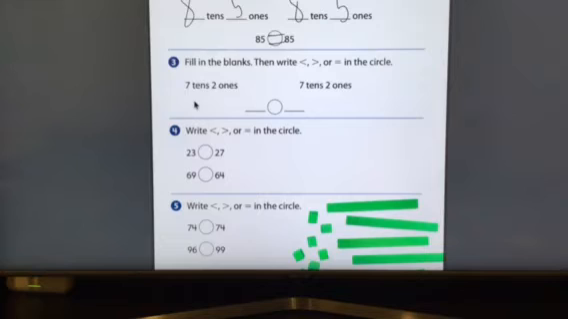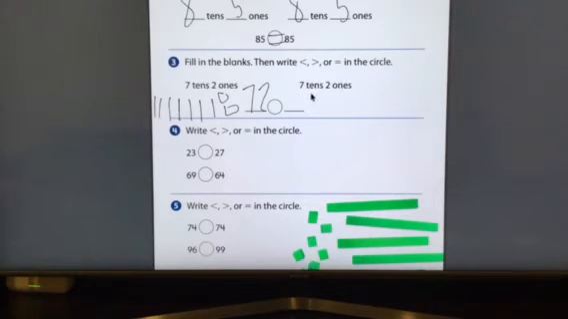But how many do I have when I have 7 tens and 2 ones? I might have to draw that. So I'm going to draw my 7 tens, 1, 2, 3, 4, 5, 6, 7, and my 2 ones. How many is that? 10, 20, 30, 40, 50, 60, 70, 71, 72. 7 tens and 2 ones is 72.